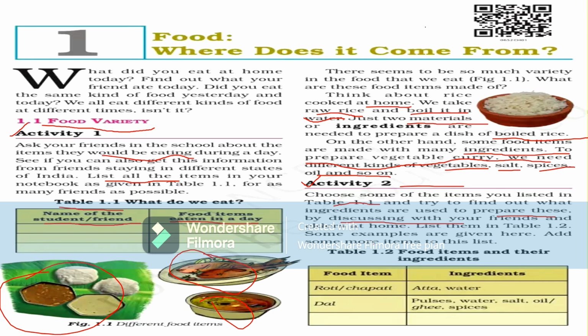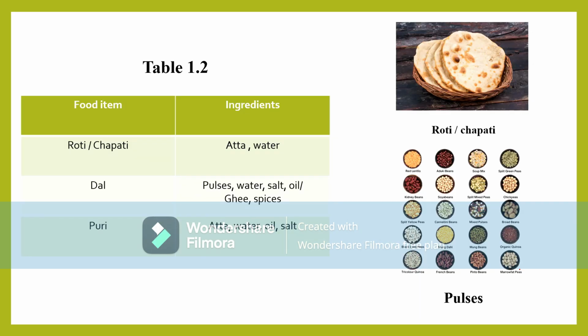Okay. In table 1.2, some examples are given here. Add some more items to this list as table 1.2, food items and their ingredients. Again, make two columns, where the first column is food items and the second is ingredients. Take a note and copy it. Table 1.2 shows here I have noted some ingredients. Food items at the first block you write, and in the second block you write the ingredients.